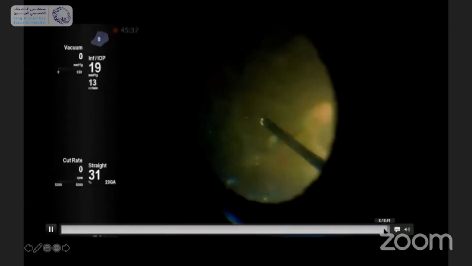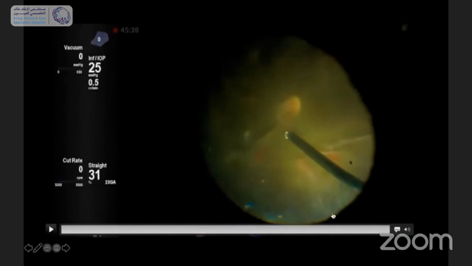Here, the cleavage plane was very tight. There was no other way for me to do this in a safe way, avoiding breaks. So I decided to switch to bimanual and go ahead with the dissection bimanually, as I'm doing here. At the end, we managed to remove everything without any breaks. We cut the peripheral vitreous and we do the laser. So, next slide. This is another case.